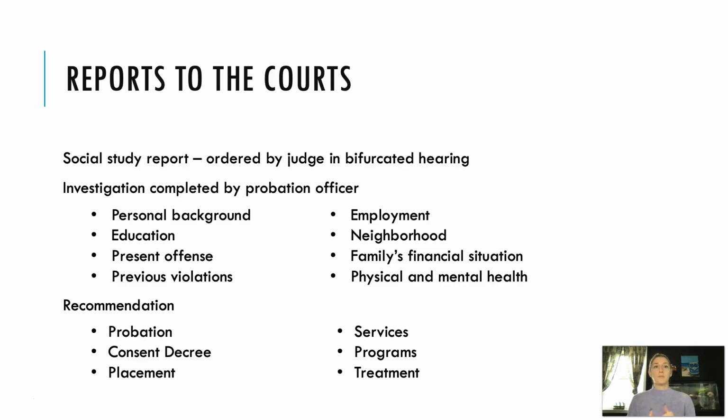So when we look at reports being submitted to the court, you'll have what's called a social study report, which is going to be ordered by the judge in a bifurcated hearing, which we talked about in one of our last chapters. So you're going to have the adjudication hearing and then a completely separate disposition hearing, at which time the probation officer submits a social study report. And it includes everything on the youth that you can think of, from their personal background, their education, present offenses, prior offenses, are they currently working, where do they live, what's their neighborhood like, what are the characteristics of the neighborhood as well as the family, what's the family's financial situation, and what's the physical and mental health of that youth, what's their IQ.